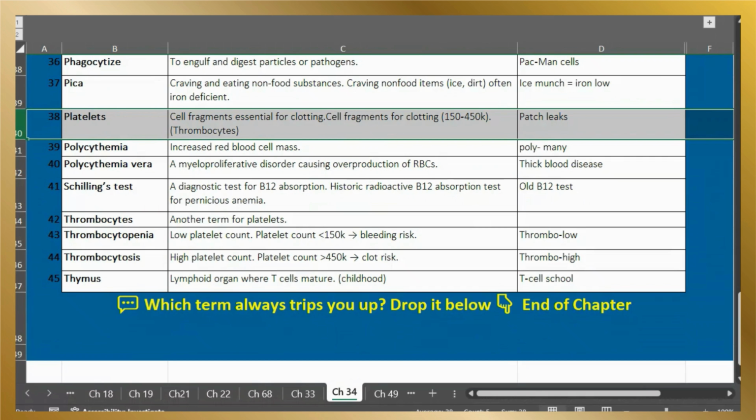Platelets, cell fragments essential for clotting. Cell fragments for clotting is here. Thrombocytes. So a low count means bleeding risk. A high count means clotting risk.